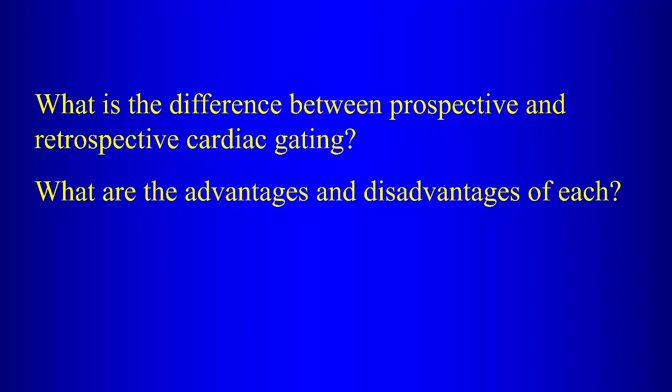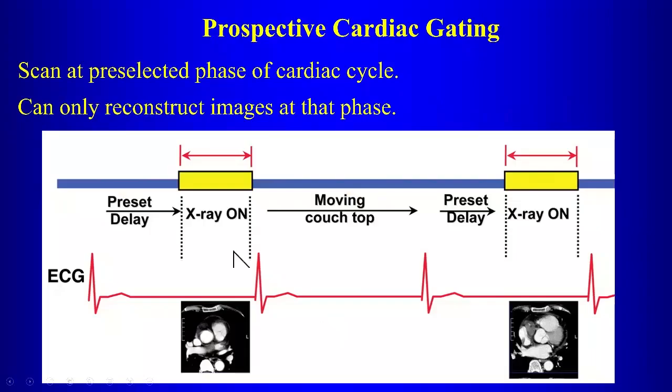And the disadvantage is you only see one part of the cardiac cycle, right? As opposed to retrospective gating, which is what? Scan the whole time and then go back. Scanning, right, scanning the entire cardiac cycle. Of course, that gives you more dose, but the advantage there is you do see the whole cycle.